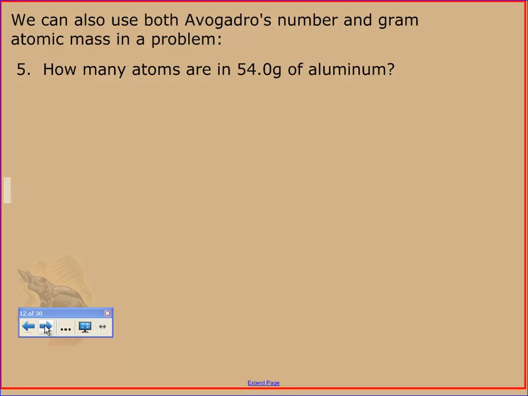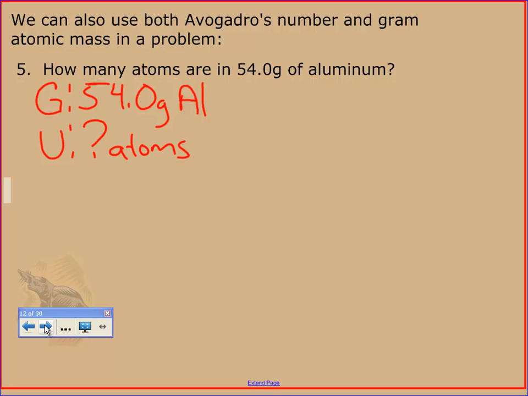Sometimes we need Avogadro's number and the gram atomic mass. If you look at problem 5, it says atoms. Atoms is your big clue. If you see atoms or molecules, you should immediately think, I need Avogadro's number. The other half is that if you see grams, or if the problem asks for mass, then you definitely need to use the gram atomic mass also.